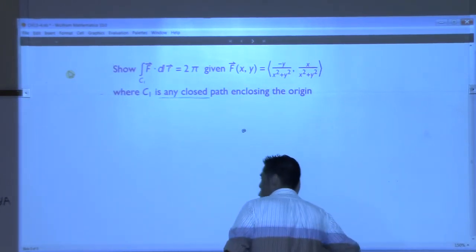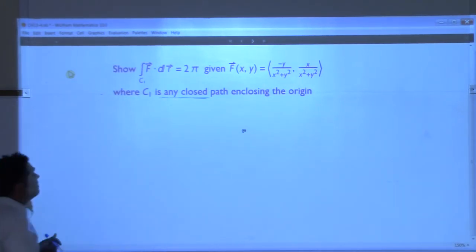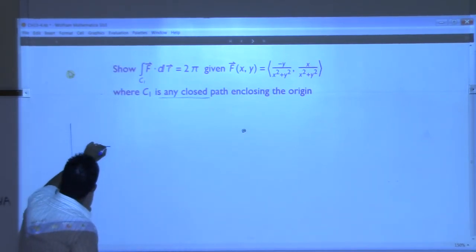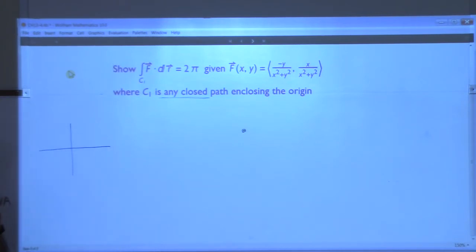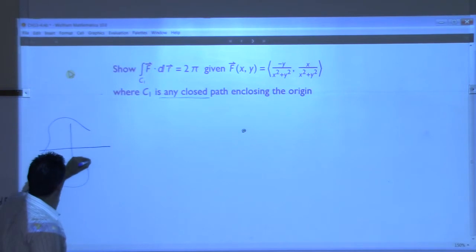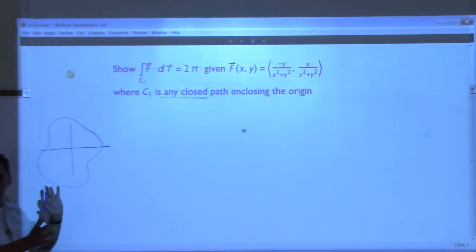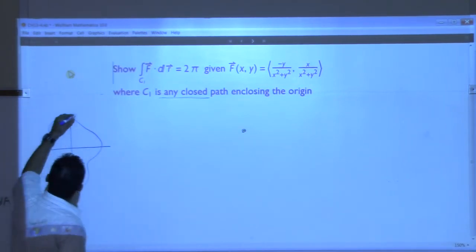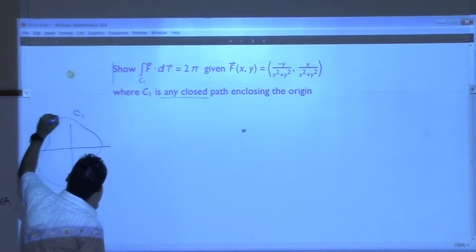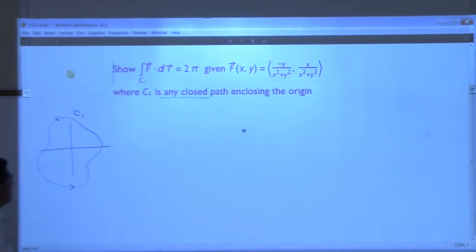All right. Here's how we're going to do this. We're going to draw our picture, and we're going to pick an arbitrary C1. Here it is. This is completely arbitrary. I could have drawn it however I want to draw it. You draw it however you want. Okay? So we're going to call this C1, and we're going to orient it positive orientation. There we go. The origin is in there, right? Completely arbitrary path. I will never be able to give you the parametric equations for these because I don't know what the path is, right?